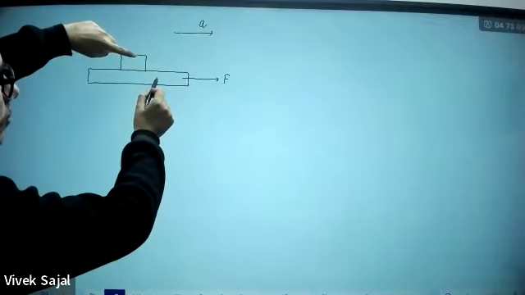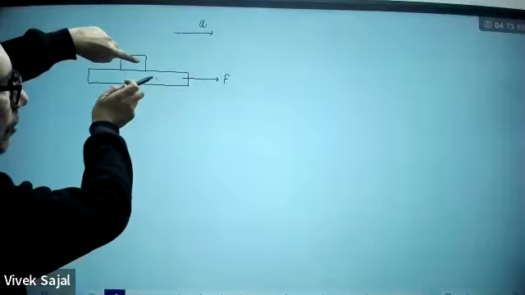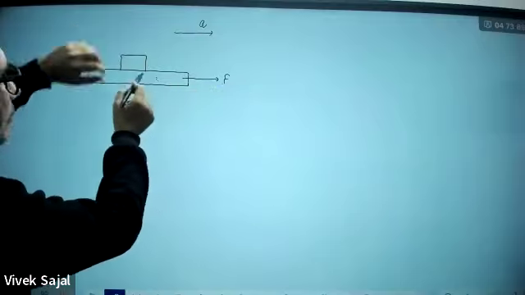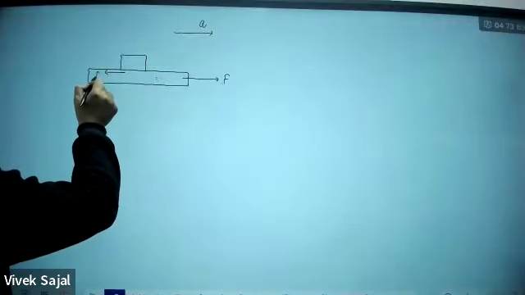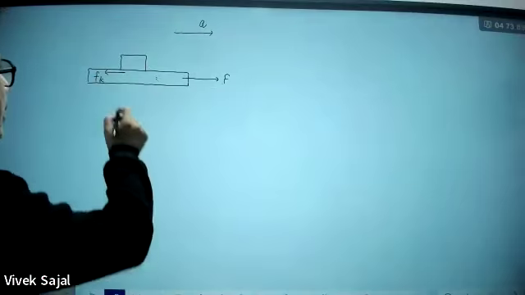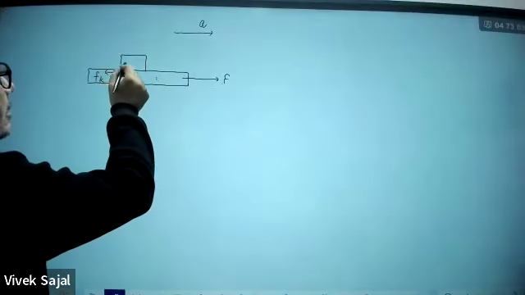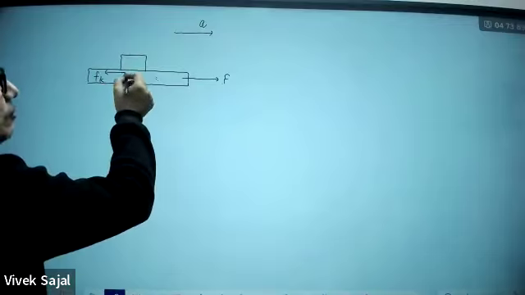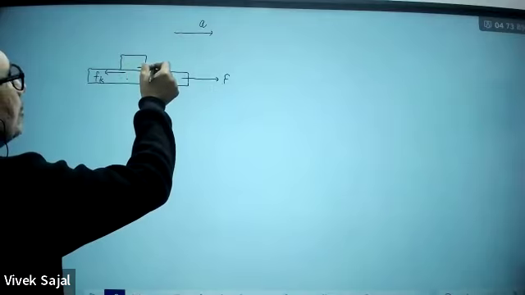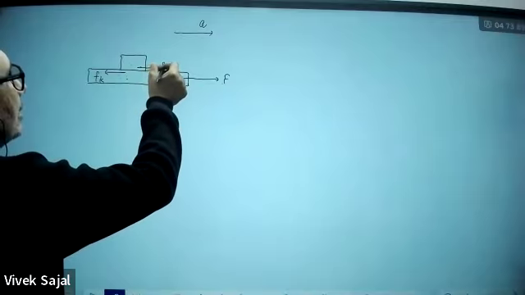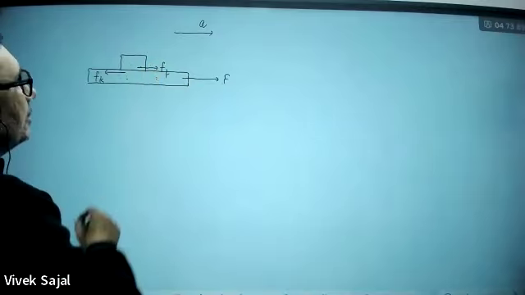So how are they moving together? Actually, when this block is trying to move in the forward direction on this block, a kinetic friction force is going to act in this direction. As a result, this block will move relative to the lower one. It will move in the backward direction. So it is going to have a friction force. Exactly equal friction force will be there.